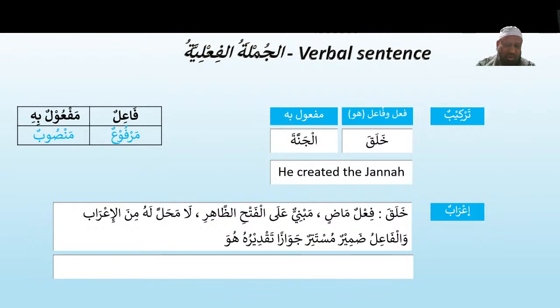So now do you understand what jawazan means? Sometimes we'll see wujuban, which means you have no choice. That is wujub. You cannot change it. It is compulsory, mandatory to have that damir as the fa'il. Over here, you cannot bring your own fa'il.